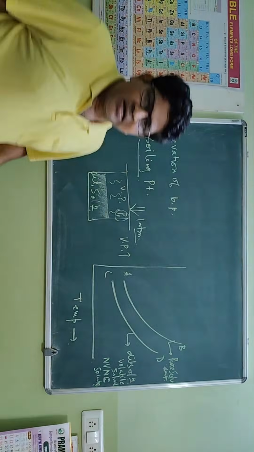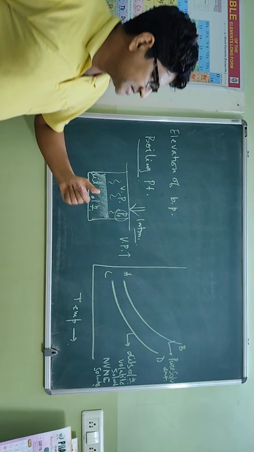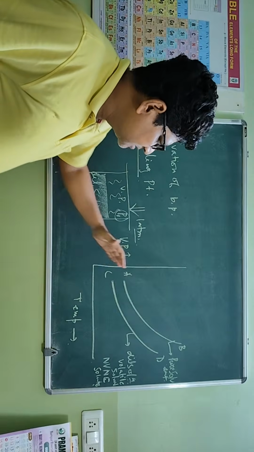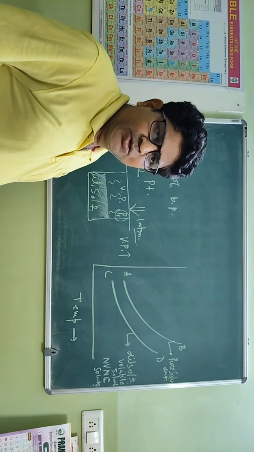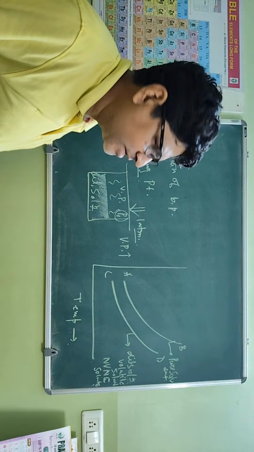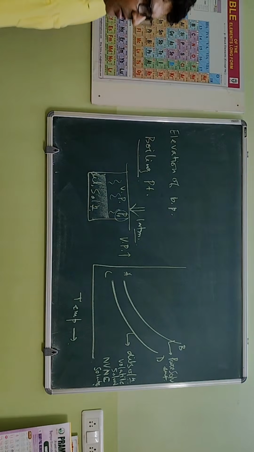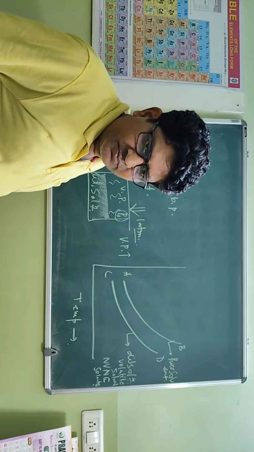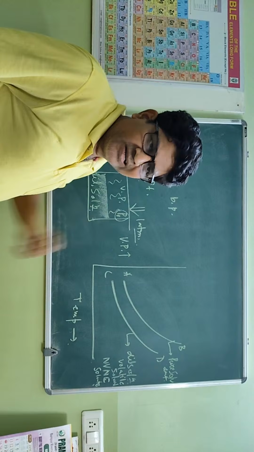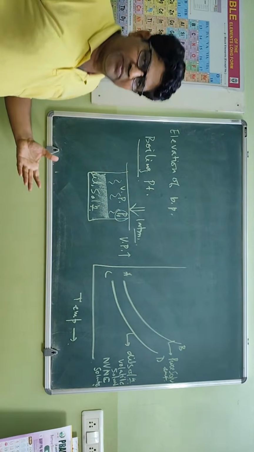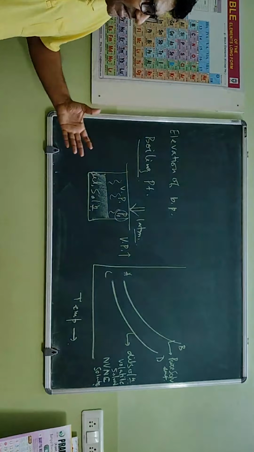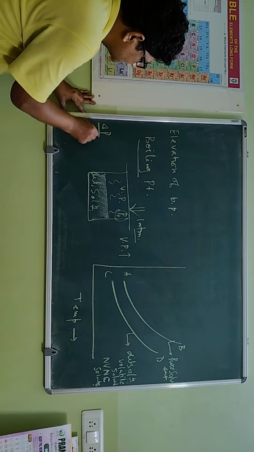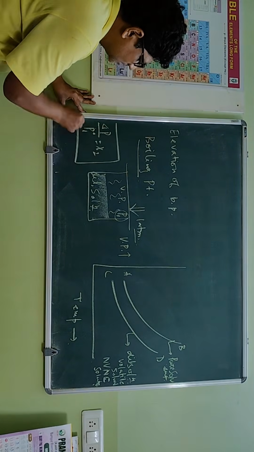As we know, at a particular temperature, the vapor pressure of pure liquid is always greater than that of the dilute solution having non-volatile and non-electrolyte solute. We obtain this relation from Raoult's law of relative lowering of vapor pressure. Relative lowering of vapor pressure we have studied earlier, that delta P by P1 naught is equal to x2.